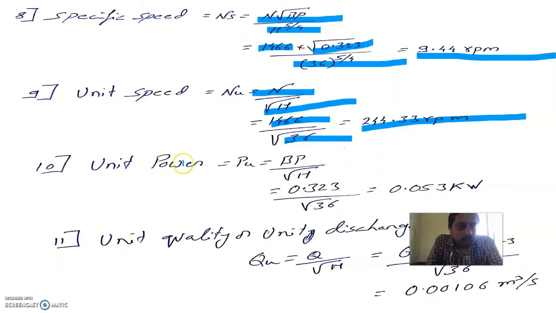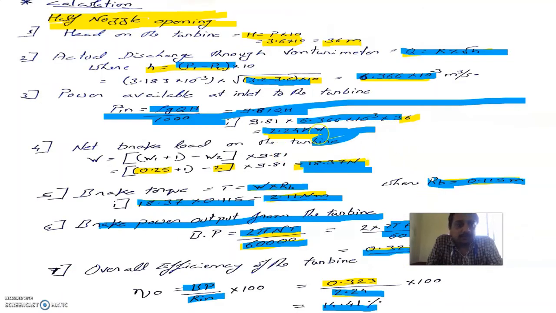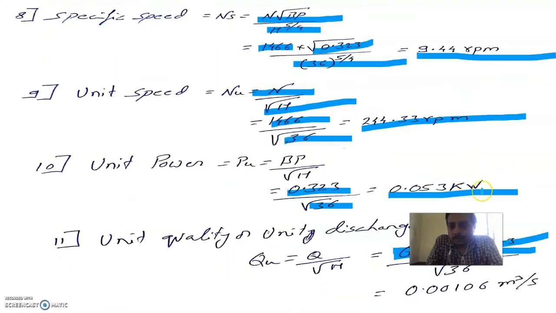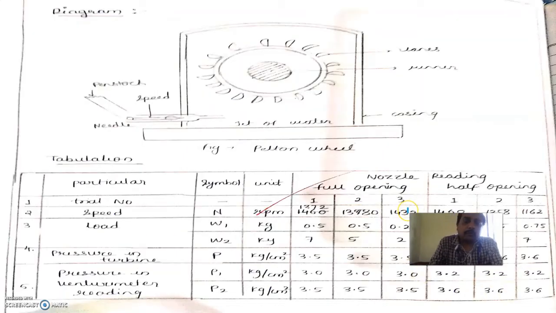Next you need to find the unit power. Unit power is nothing but BP by under root H. BP is 0.323, divided by under root of H, H is 36. You got this value in terms of kilowatt. Next you find the unit quantity or unit discharge, that is Q by under root H. Q you already found in the earlier stages, you can see that Q value over here. That value you are putting up here and dividing by under root of 36. So this is the unit discharge, that is 0.001216 meter cube per second. That much you have put it up here.